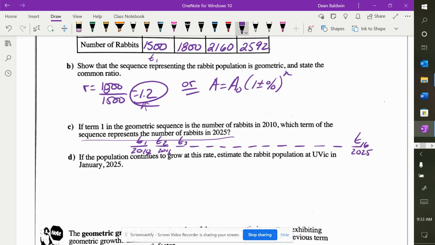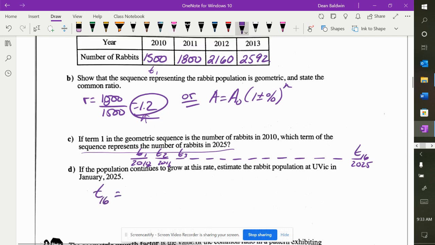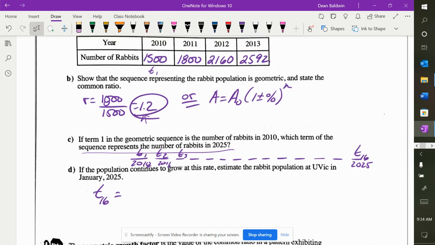Just be careful when you're doing these questions which term number you're actually trying to figure out. All right, if the population continues to grow at this rate, estimate the rabbit population at UVic in January of 2025. What term are we finding? T16. What's my a value? 1,500, term 1. What's the rate of increase, the r value? 1.2 to the power of 16 minus 1. How many rabbits should there be in 16 years' time, or 4 years from now, if they hadn't made the rabbits go away?